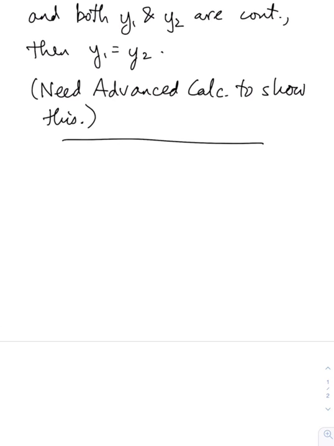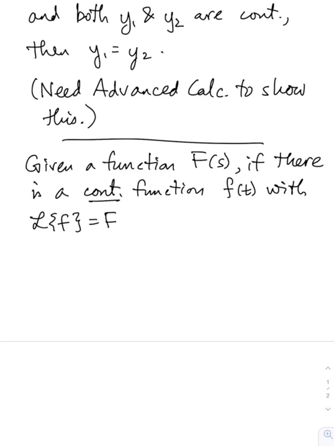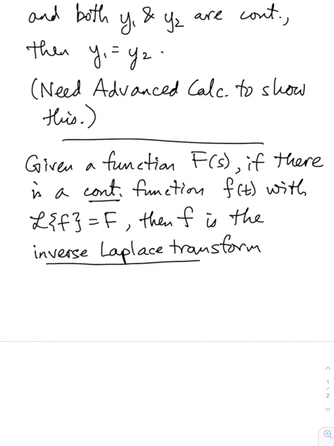So that leads us to our definition. Given a function capital F of s, if there is a continuous function, little f of t, with the Laplace transform of little f equal to capital F, then little f is called the inverse Laplace transform of capital F. And the notation for it is that little f equals script L inverse of capital F.